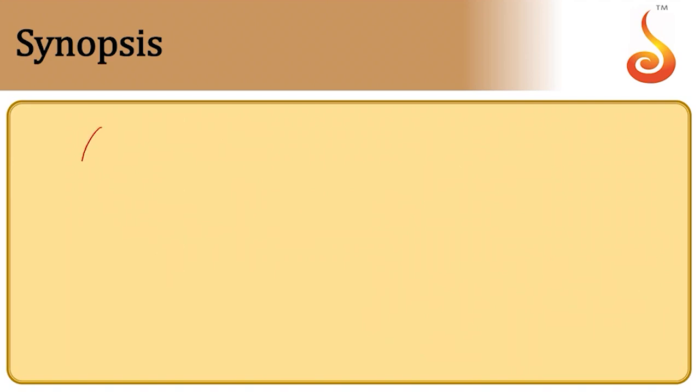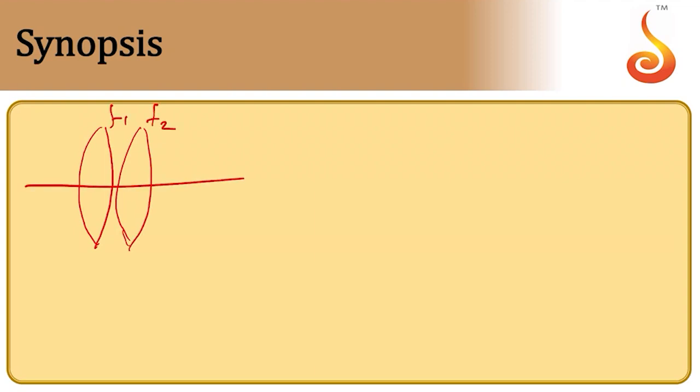Suppose I consider two such lenses connected. For example, there are two such lenses kept next to each other. Their focal lengths are f1 and f2. Then the power of the combination is given by P1 plus P2, that is 1 by f1 plus 1 by f2. That's the power of the combination. While solving the problems, you need to use the appropriate sign convention.